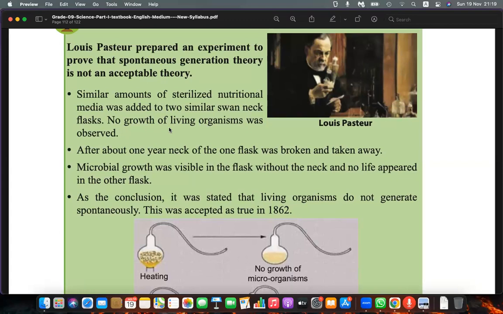Whether living organisms form in the nutrient media. After about 1 year, the neck of one flask was broken and taken away. Microbial growth was visible in the flask without a neck, and no life appeared in the other.